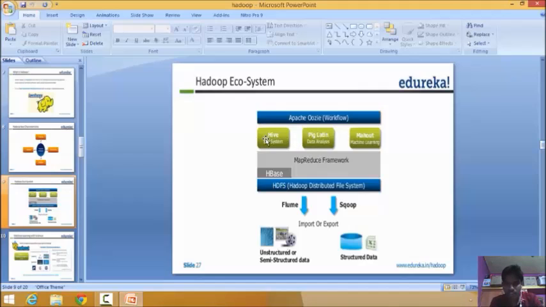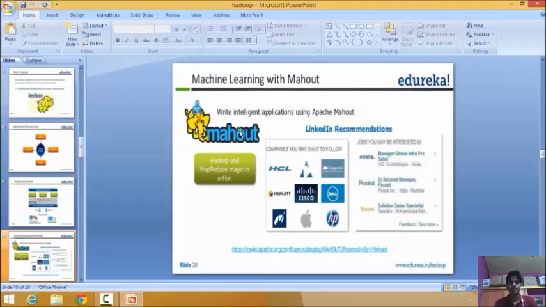We have Hive, Pig Latin and Mahout. We will discuss this in the future tutorials. Please don't get confused here. Let's move further. I will give you a real-time example here. Machine learning with Mahout. What is Mahout? Let us not discuss what Mahout is and what it does.